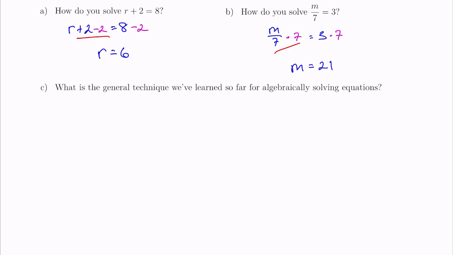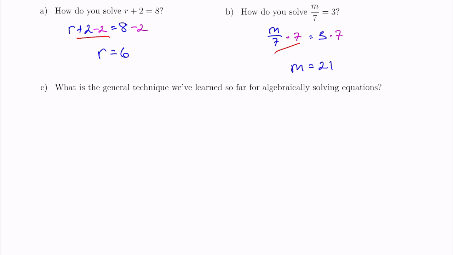In part A, when we originally were adding a number, the way we solved was to do the opposite. We subtracted that number. In part B, when we were dividing by 7, we multiplied by 7. We do basically the opposite of what's presented. More precisely, we do the inverse of what's presented.